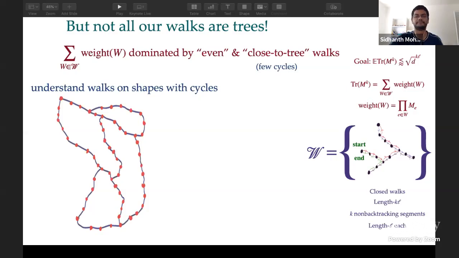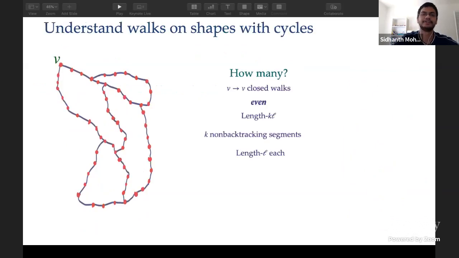Okay, so let me keep going. We now care about understanding walks on shapes that may contain some cycles. In particular, you could have some graph that looks like the one on the left, and there's some vertex V, and we want to count V to V closed walks, which satisfy the same set of conditions that we discussed earlier. But this is no longer free.